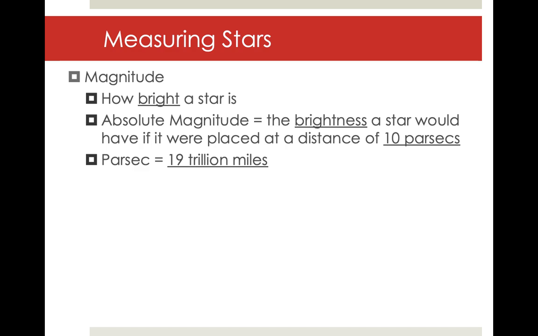There's different types of magnitude. If you're talking about the absolute magnitude of a star, this is the brightness a star would have if it were placed at a distance of 10 parsecs. Just so you know, a parsec is 19 trillion miles.